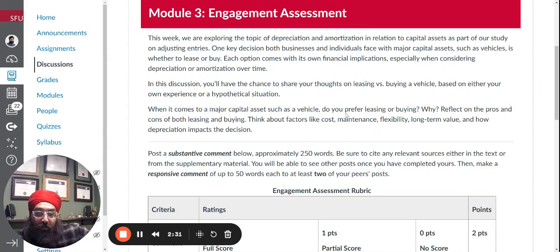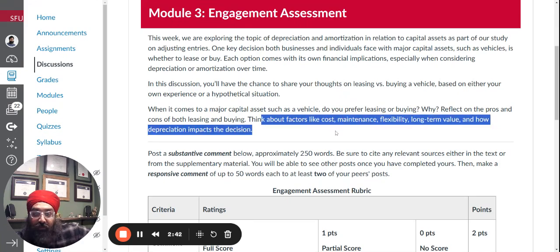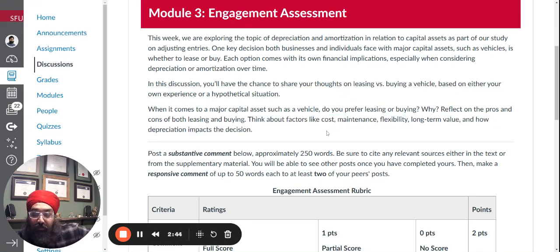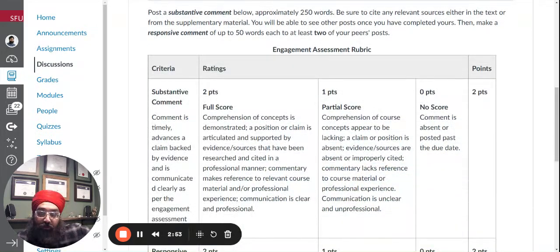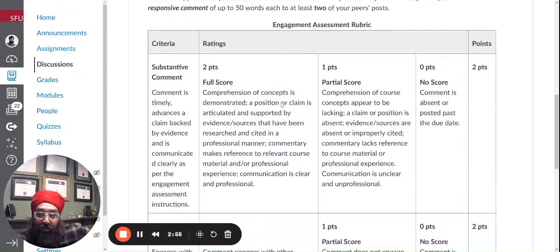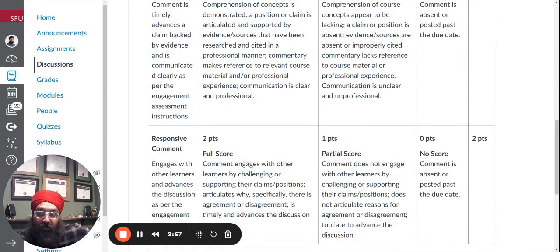So you have a chance to explain why you prefer one or the other and reflect on the pros and cons, right? And all of these ideas can be included in your answer. So you don't have to get overly technical here, just a suggestion to talk about depreciation, but you can simply talk about what you feel most comfortable with. And once again, remember to also make responsive comments to a couple of your classmates to make sure you get full marks.